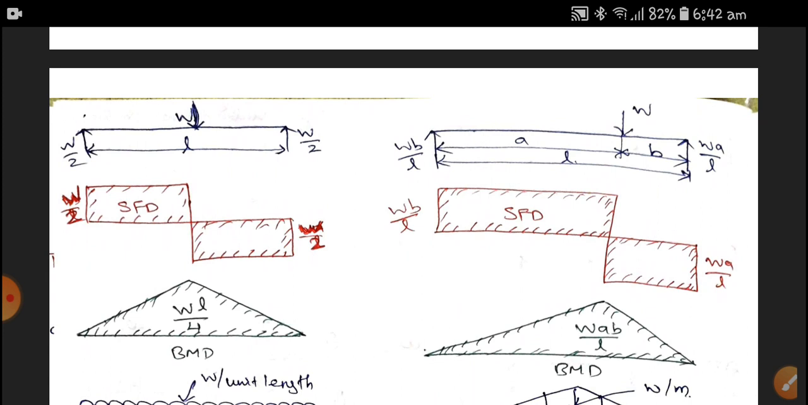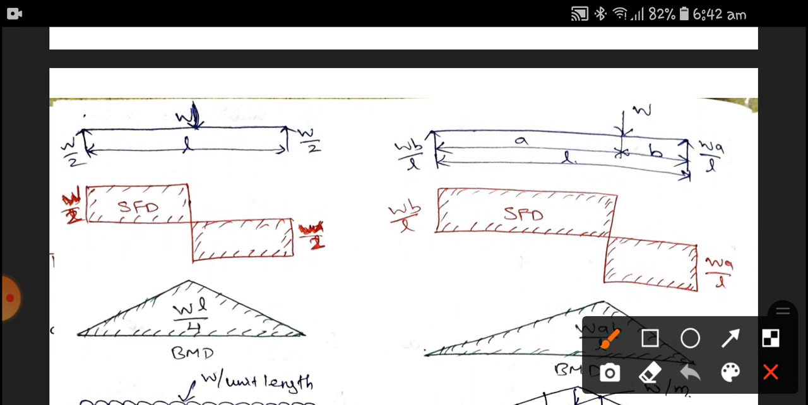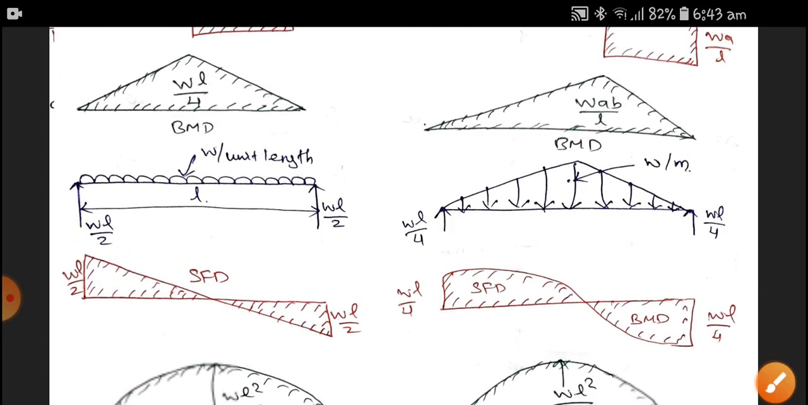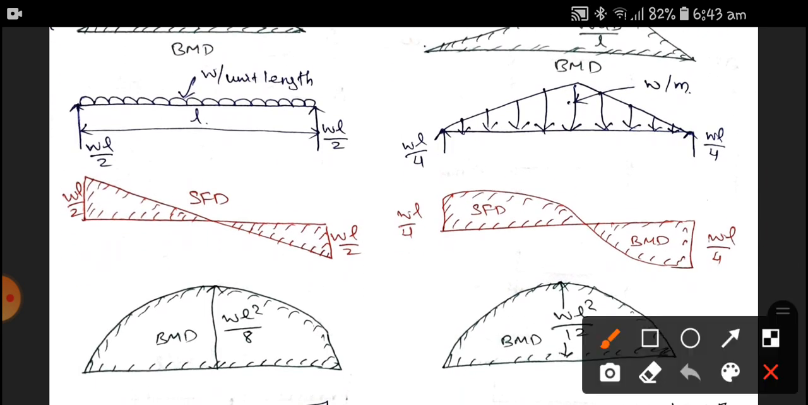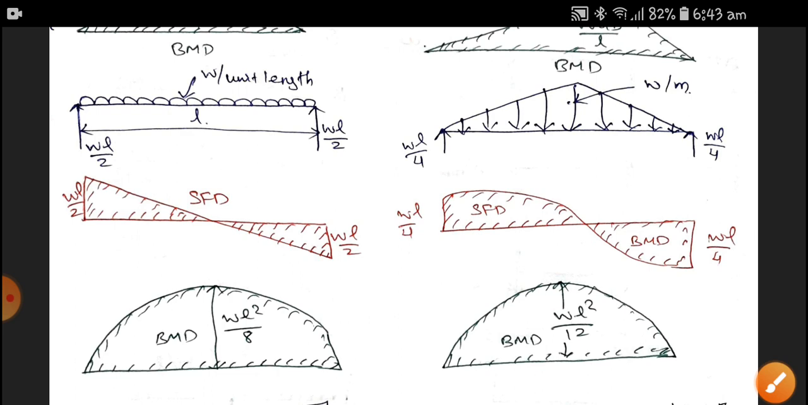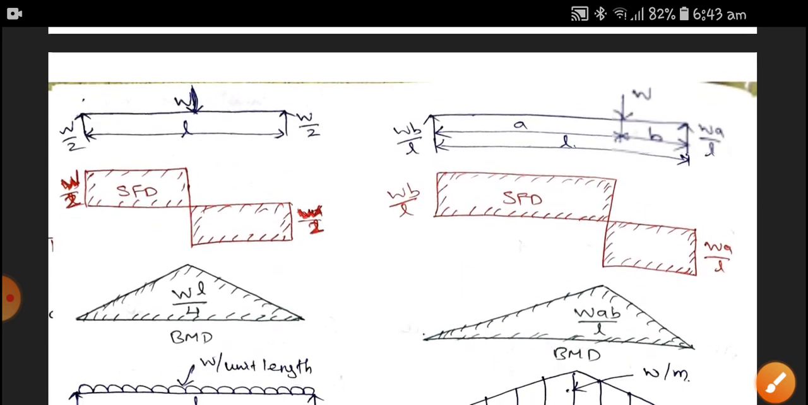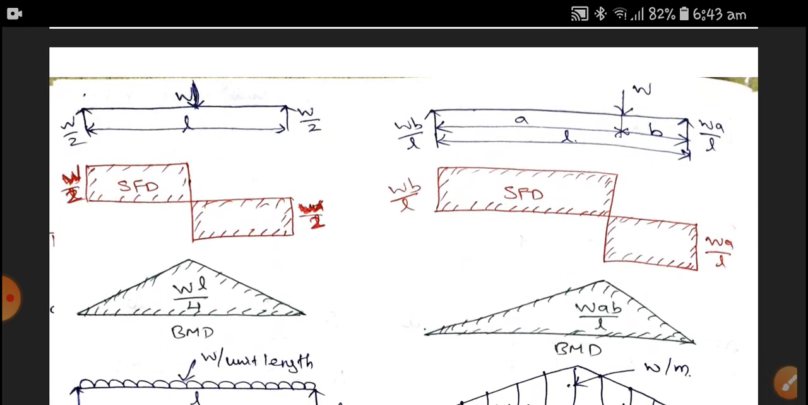Here you want to know where the shear force is changing sign, or where the shear force is zero. At that point, the bending moment is maximum. Whatever may be the case, you can see that wherever the shear force is zero, at that point the bending moment is maximum. So that is the interest in the shear force and bending moment diagram of a simply supported beam.